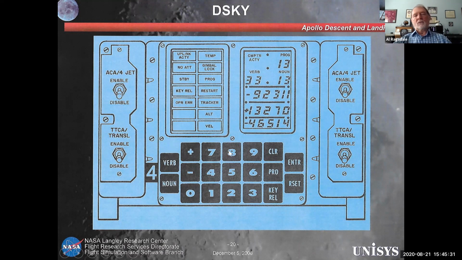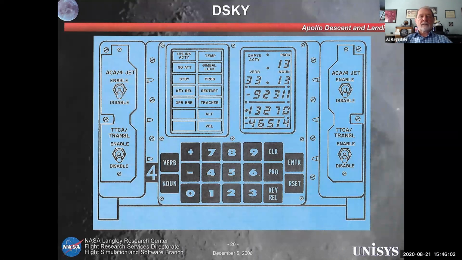What it had was what looked like a numeric keypad here, plus, minus buttons, and a verb and a noun, and then clear, proceed, key release, enter, or reset. And the display, it boggles my mind that we were able to do everything we could with this simple computer. But it had programs. There were 39 programs from 00 to, I forget the highest number, but it was less than 99. And a verb meant do something, and the noun said do it to what.